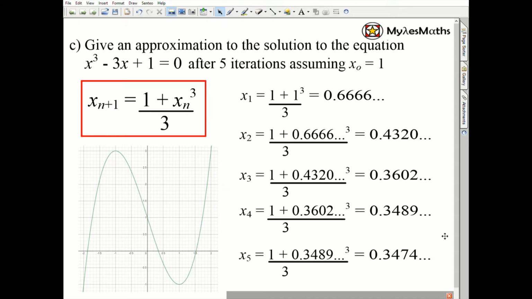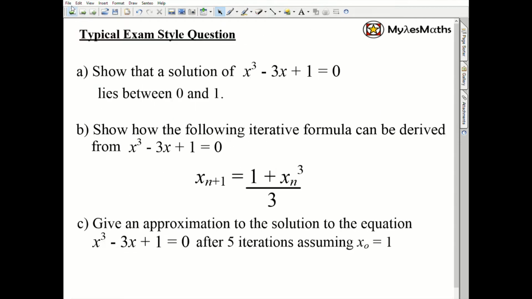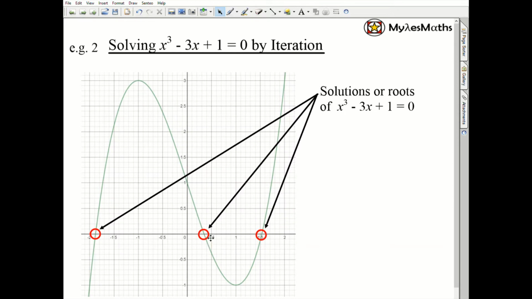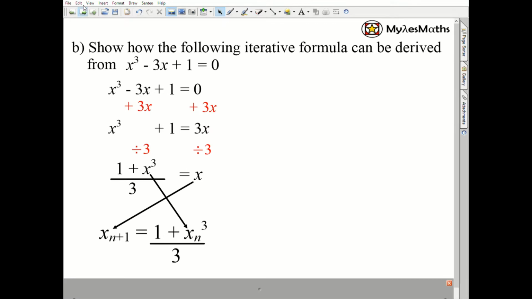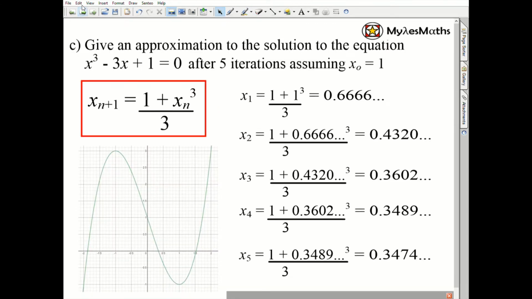Now, we're not going to comment at the moment on how good an estimate to the solution of this equation this is. We're not actually going to check it. However, what we can see if we go back to the graph earlier on is that somewhere between 0 and 0.5, there is a solution. And if I look at that, it's certainly between 0.3 and 0.4. So this looks like a fairly decent approximation of the solution.